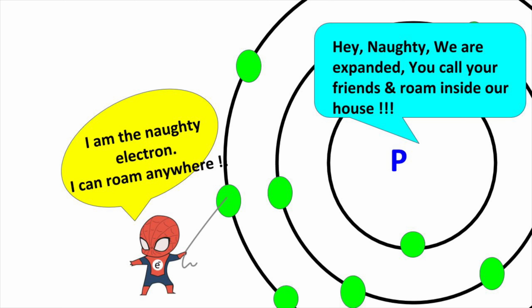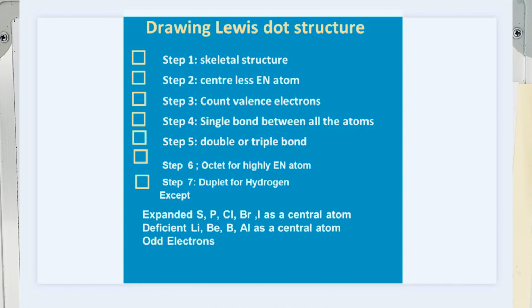Let us see how to write the Lewis dot structure of the PO4 3- phosphate ion. To write a Lewis dot structure, certain steps are there. We need to follow the steps. If you look at them, step 1 is the skeletal structure. When you draw the skeletal structure, step 2 says the center should be the less electronegative atom.